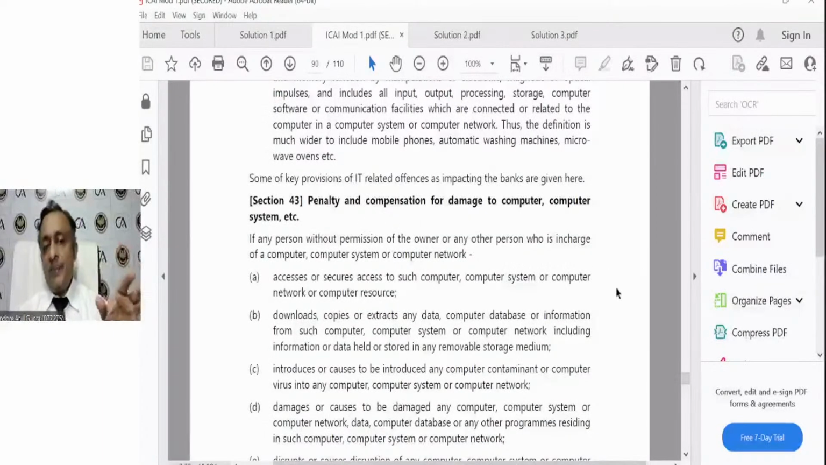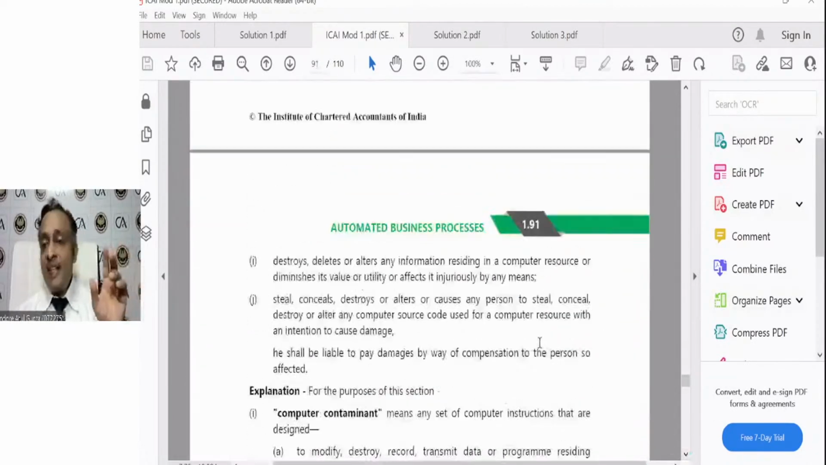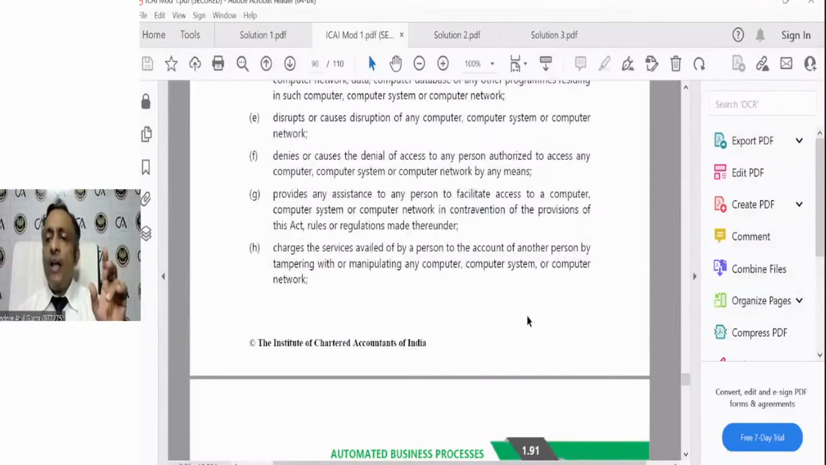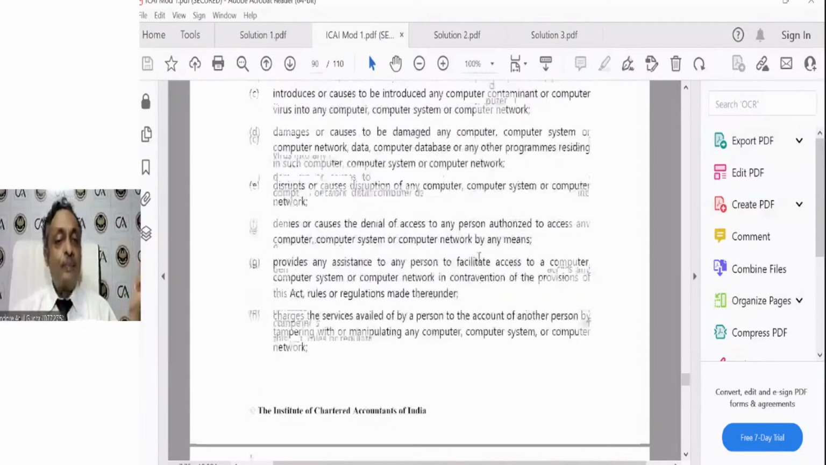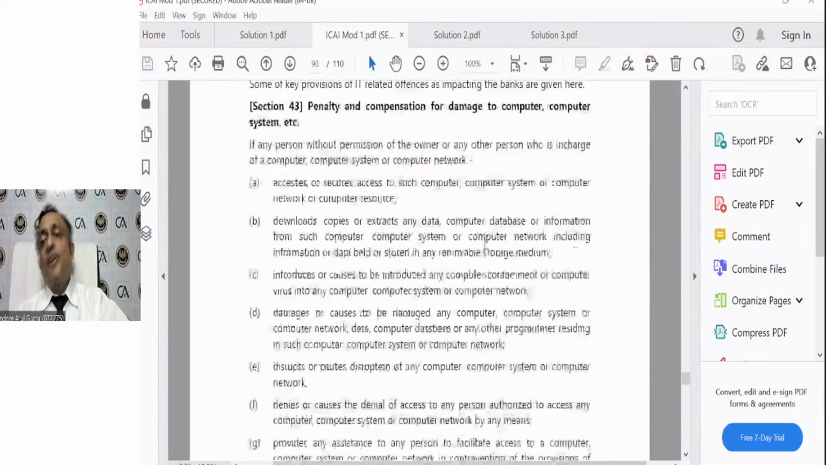Section 43, penalty and compensation. If any person without the permission of the owner or any other person who is in charge of a computer, computer system, computer network, does something, that is defined as computer crime. So please go through this. This section I want you to remember word by word. Cyber pornography will be pornography through internet. And this section 43, I want you to remember word by word, clause by clause. This is very, very important. Not here, but at the other economic law or wherever you have read it.